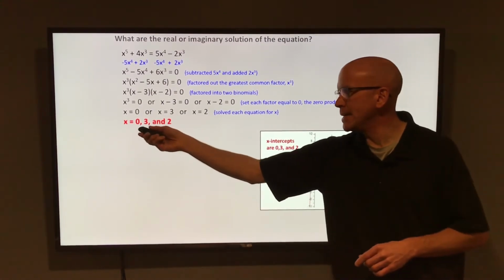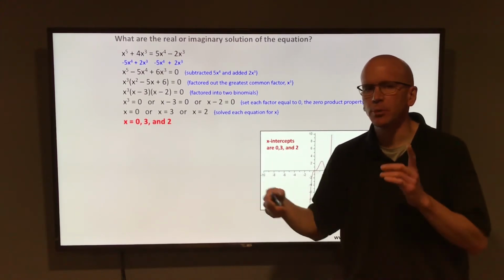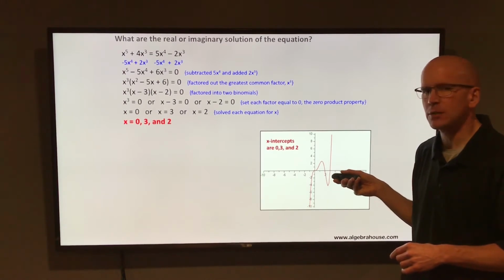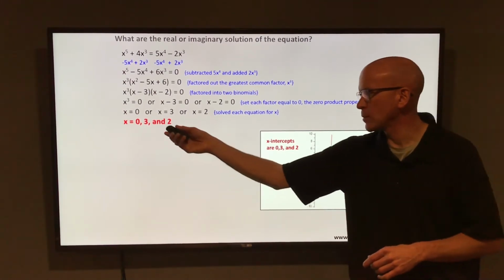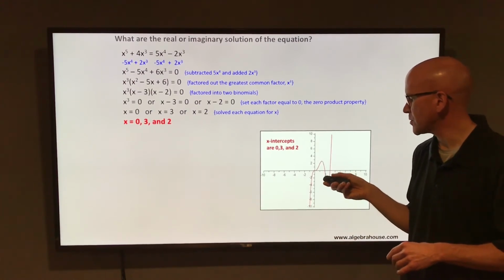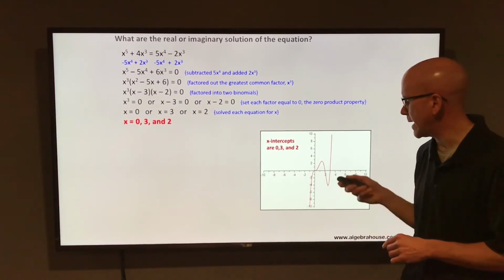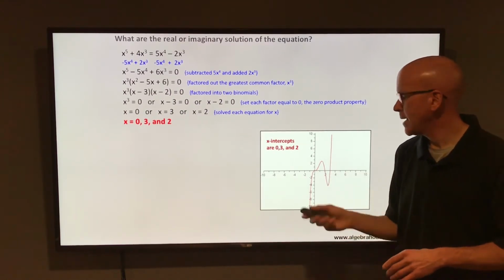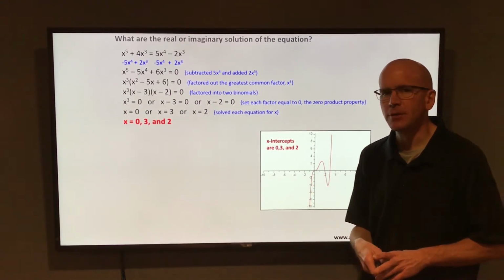Now the 3 that we got, x equals 3, has a multiplicity of 1. So the graph is going to appear close to linear where x equals 3. And with x equals 2, that multiplicity is 1 as well. The graph should appear close to linear where x equals 2. And you see that. It takes on a linear shape at 3, a linear shape at 2, and a cubic shape at 0.